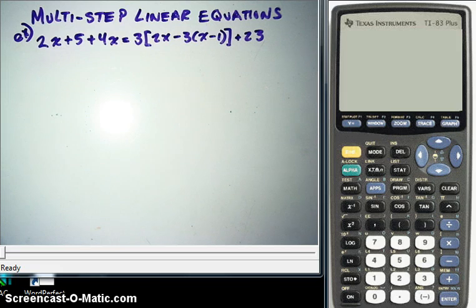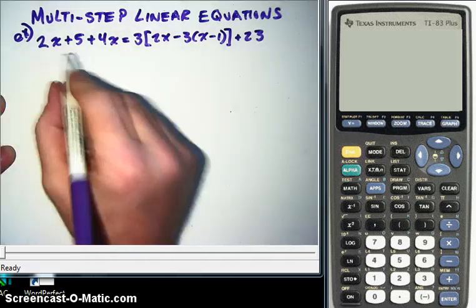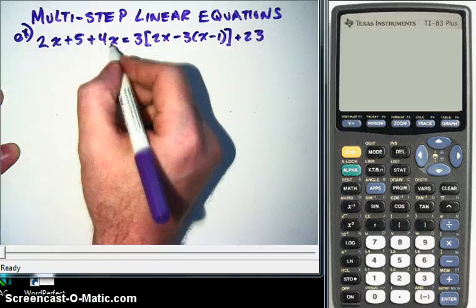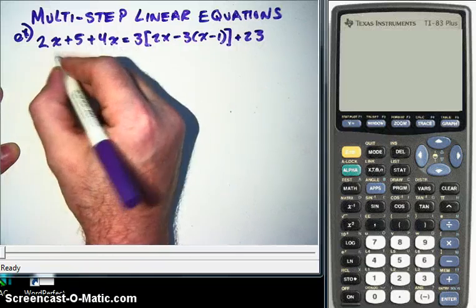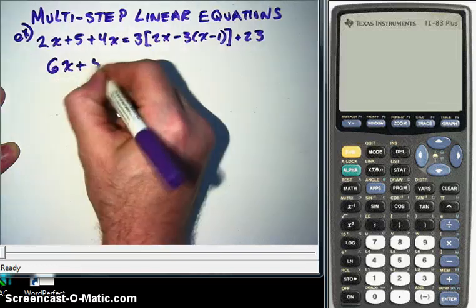has no fractions in it is to first simplify both sides of the equation by distributing to get rid of parentheses and then adding like terms. After you've done that, you will be left with either a three-step, two-step, or one-step equation. So first, let's simplify each side of the equation. We'll start with the left side. The like terms here are 2x and 4x, which turns this side of the equation into 6x plus 5.